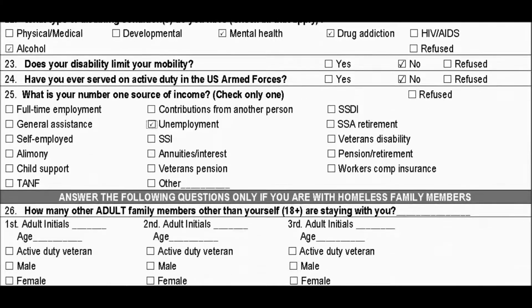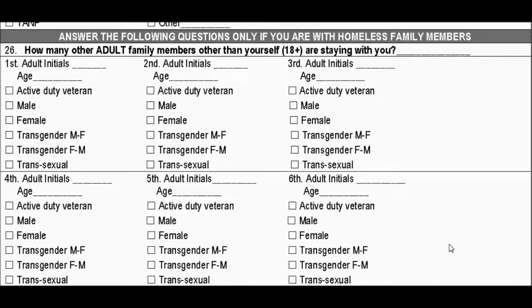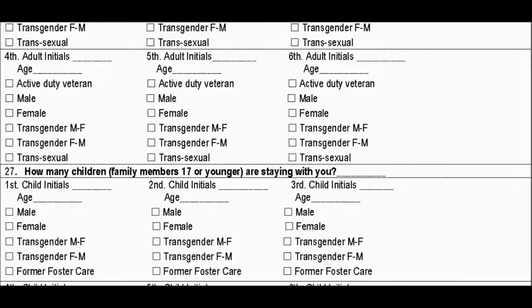Questions 26 and 27 both have two parts. For question number 26, first put the number of adults other than the participant who stays with the participant. If there is no other adult, please remember to write the number 0. If there are other adults, fill out each adult's initials, age, veteran status, and gender. Question number 27 has similar instructions, but this question is observing the number of children under 18 that are staying with the participant.